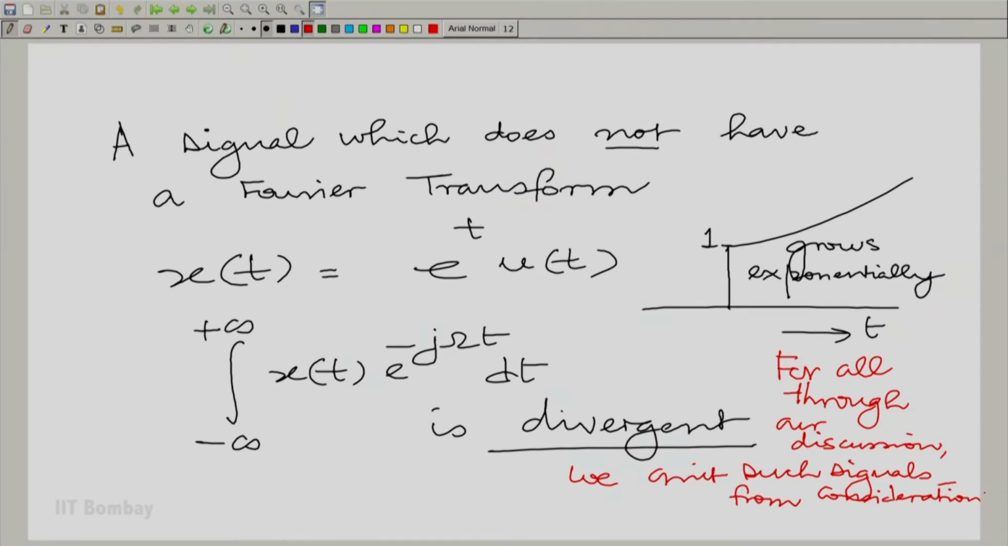Let us be clear about it. We do not want to make life difficult. We will focus on signals which have a Fourier transform. Now, let us go back to the signal which we took a minute ago, where there was a Fourier transform, and let us say something about linking it to the idea of constituents.